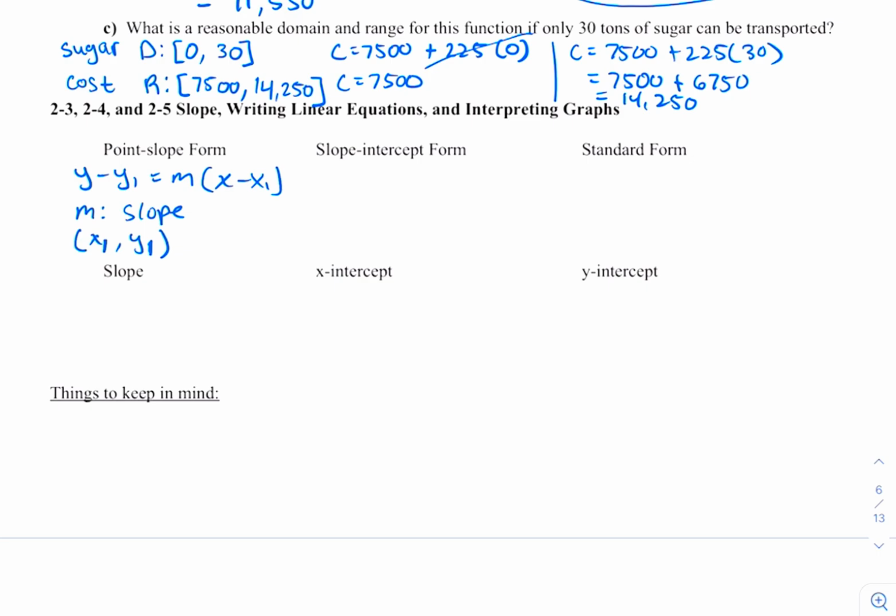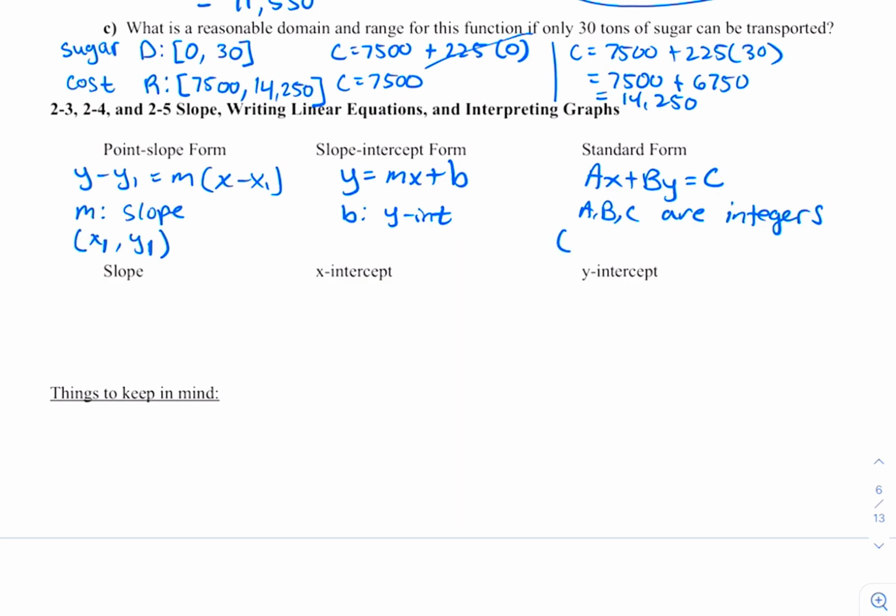And then for our slope-intercept, that's the y equals mx plus b. So m is still slope, and b represents our y-intercept. Okay. And then standard form is ax plus by equals c. And our a, b, and c are integers. Okay. So that means that we can't have any fractions or decimals.